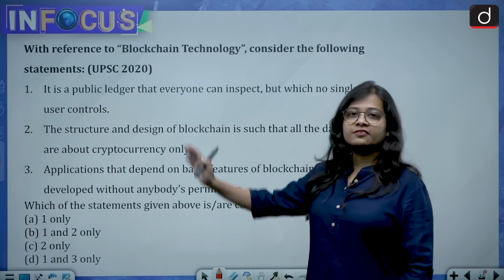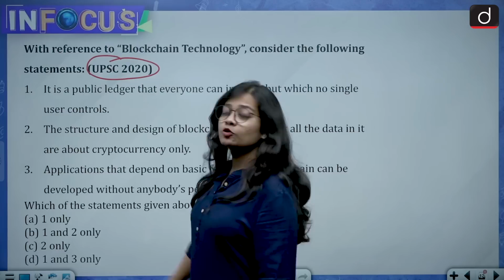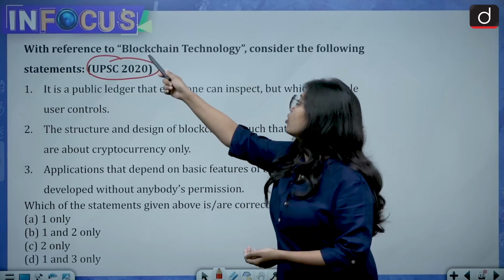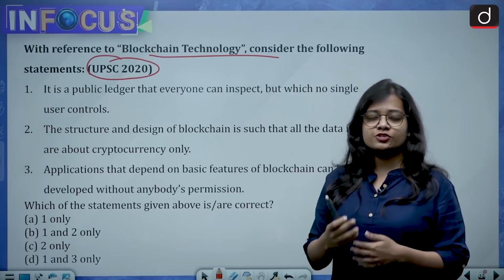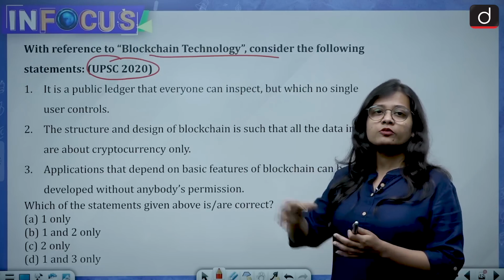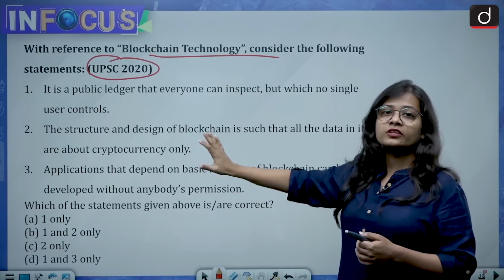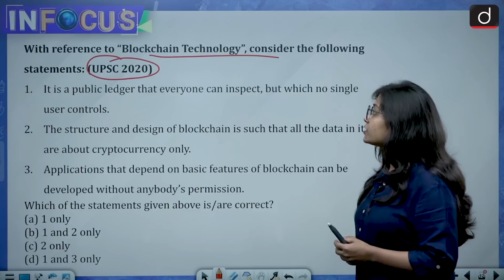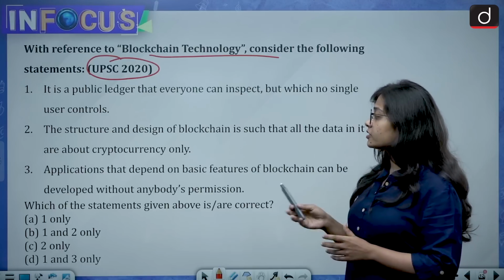Okay, now let's see this question. This question was asked in UPSC 2020 prelims, and it is based on blockchain technology. You do not need to answer this question. I am just showing you this question so that you understand how the UPSC is forming questions on recent current issues. It says, with reference to blockchain technology, consider the following statements. So there are three statements.